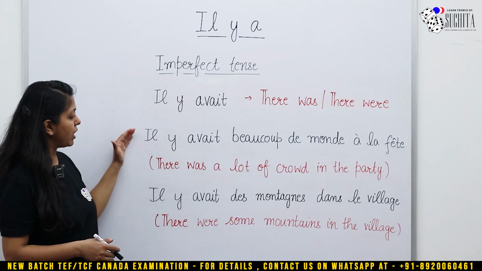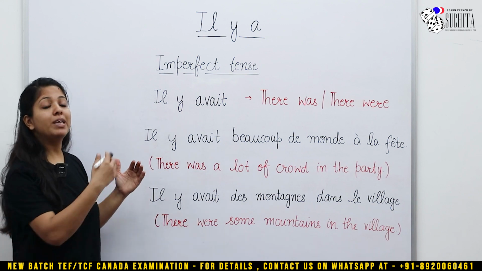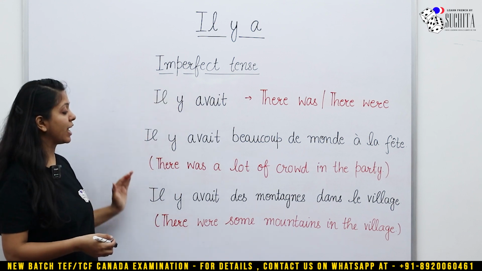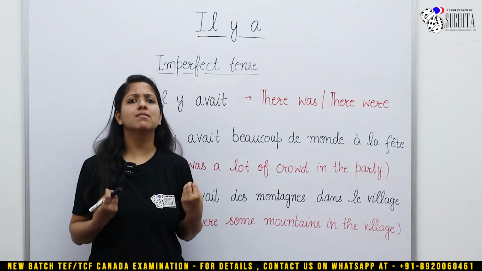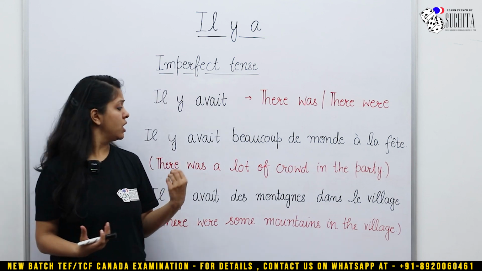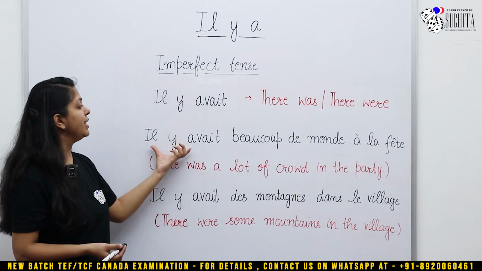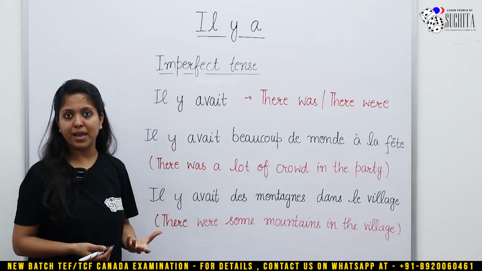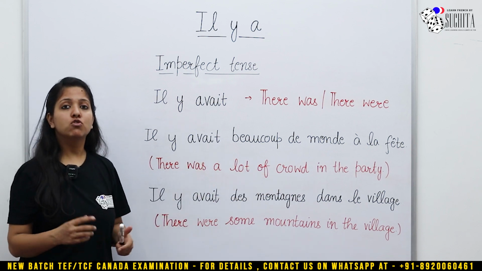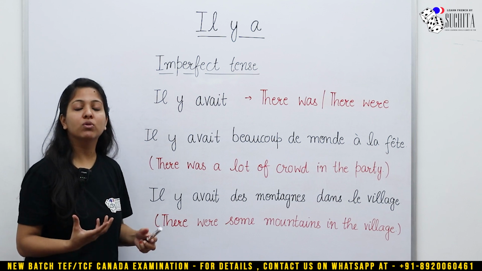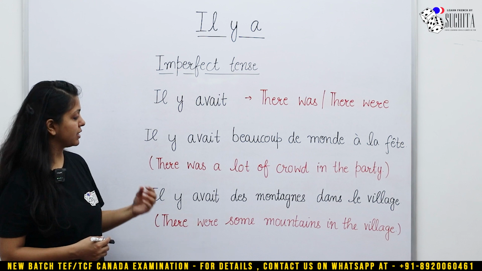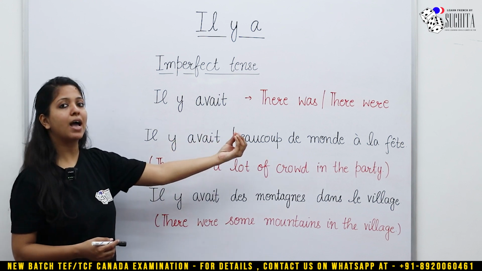But how would you differentiate it? So, il y a eu, that was passé composé, and il y avait, that's imperfect tense. This we use mainly in sentences wherein you describe something, describing your background, okay? So, for example, il y avait beaucoup de monde à la fête, which means there was a lot of crowd in the party. So, here you're actually describing your background, what was there in the party. There was a lot of crowd in the party.